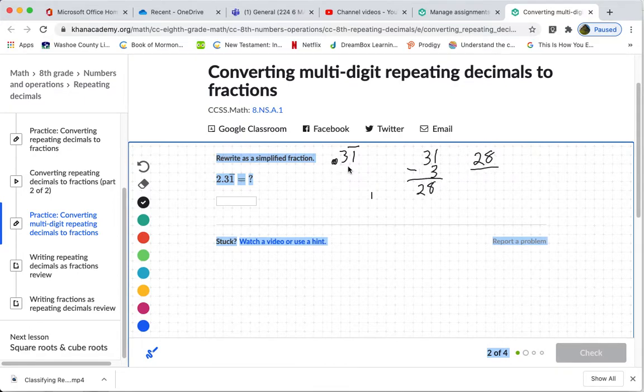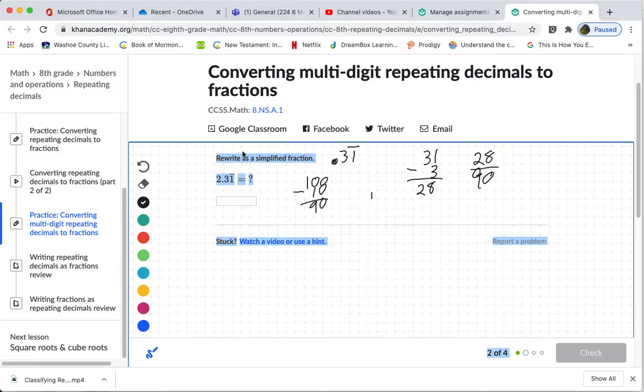Our denominator, we're doing the same thing, but we're using the place value instead of the actual number. So this is tenths place, this is hundredths place. So again, for the 31, it's the hundredths place. And then we're subtracting the non-repeating part. So for this one, it's the tenths place. So 100 minus 10, that would give us 90. So 28 over 90 is our fraction.